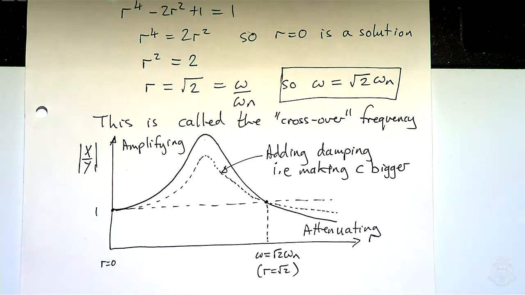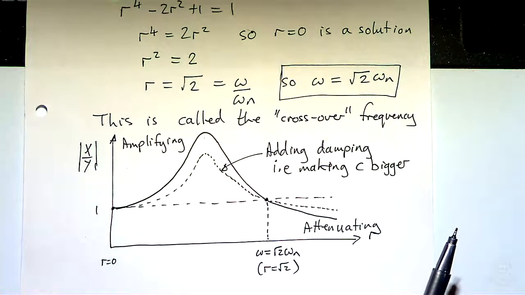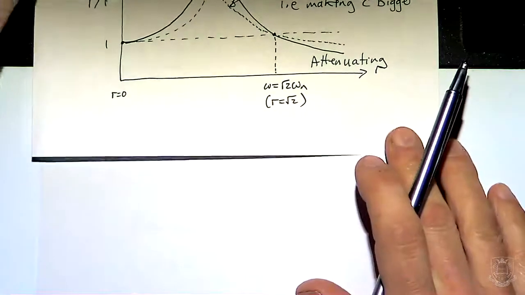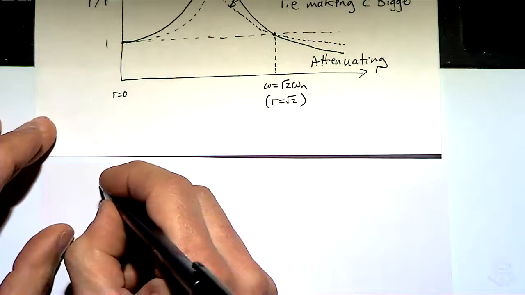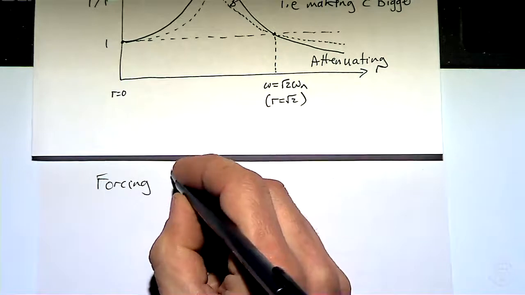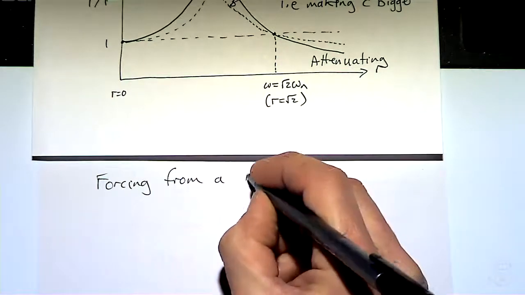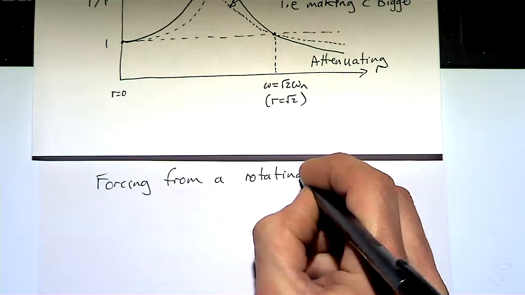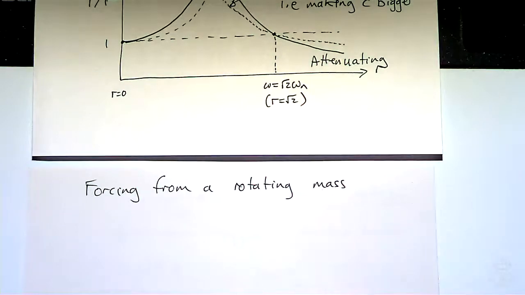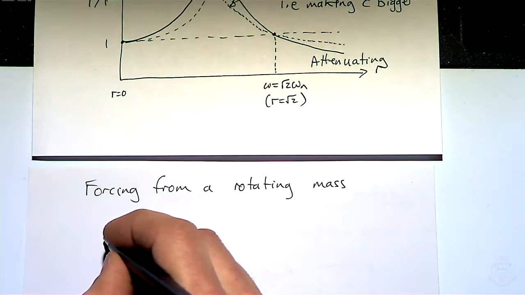The second type of forcing we're going to look at today is forcing from a rotating mass. So, in this scenario, what does it look like?